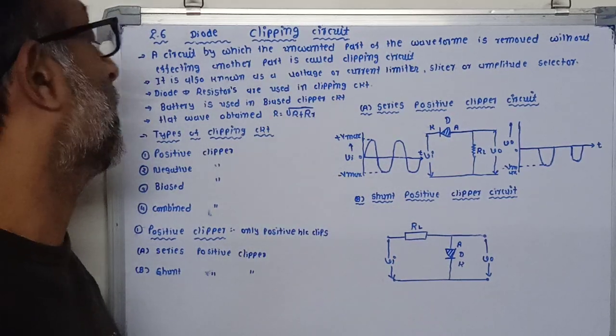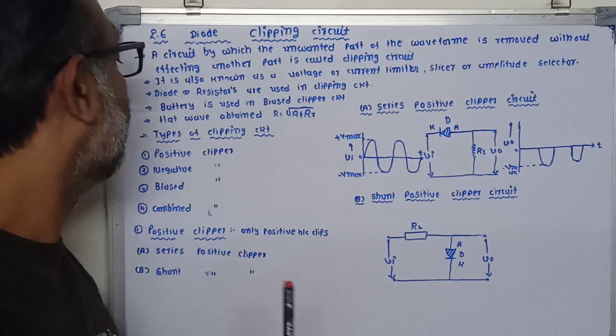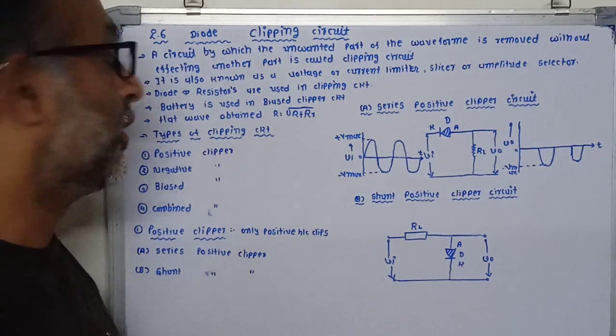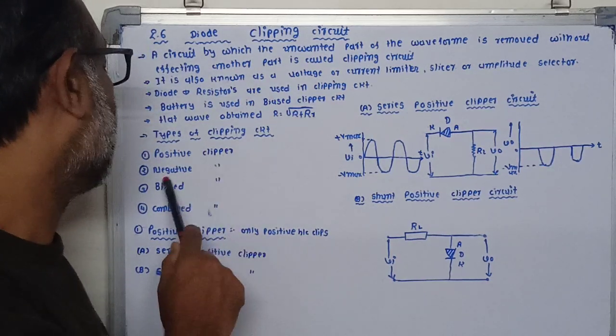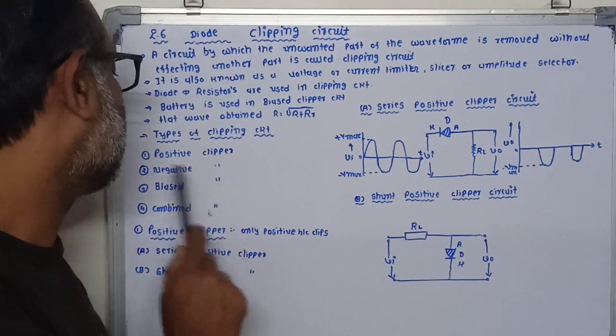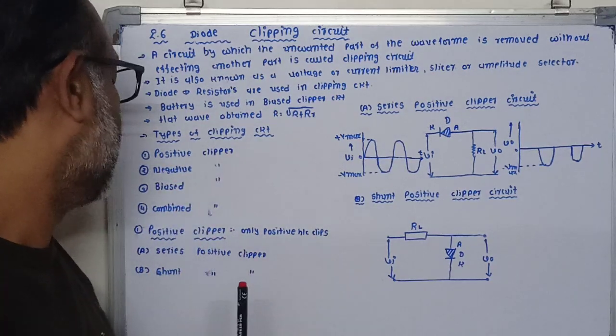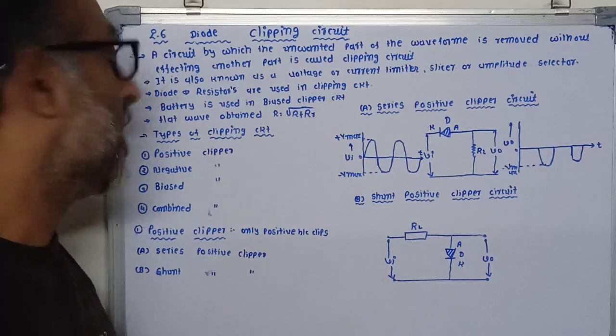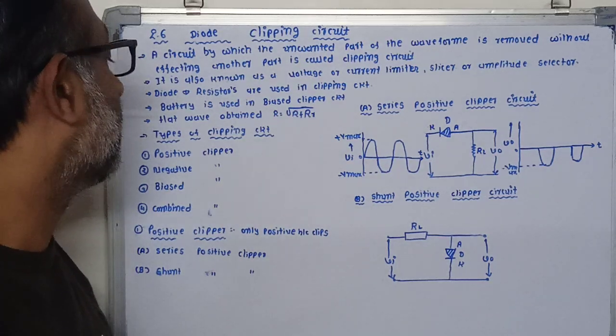There are four types of clipping circuits used: first, positive clipper; second, negative clipper; third, bias clipper; fourth, combined clipper. Now let us see these different types of clipper circuits one by one.